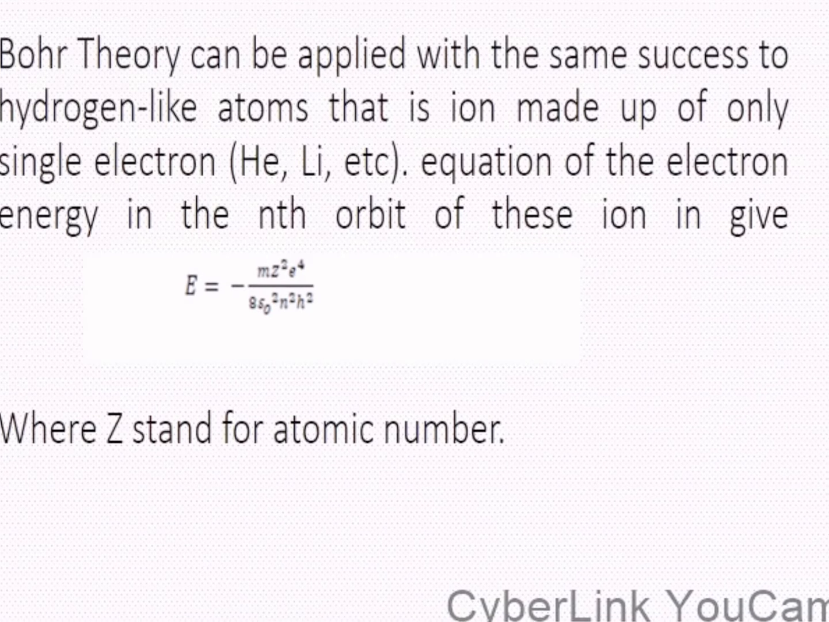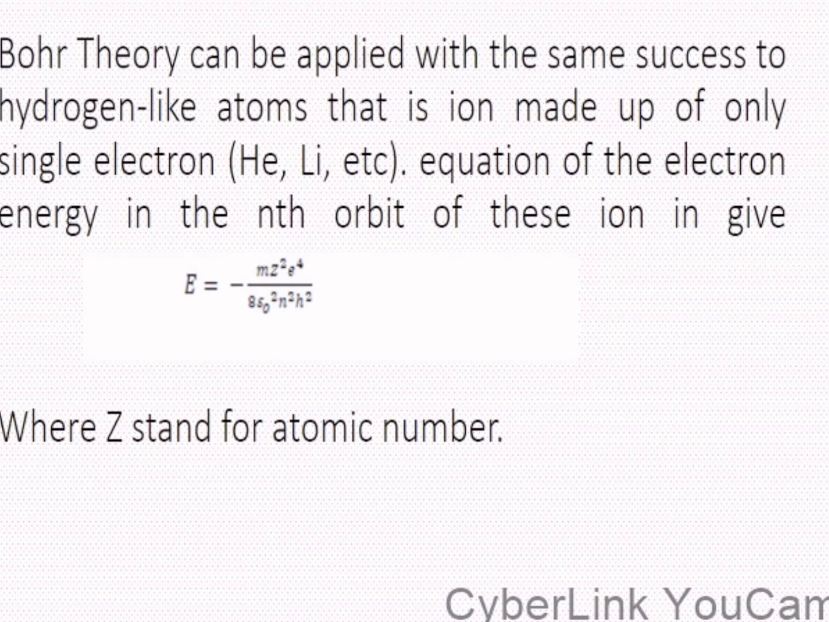Bohr theory can be applied with the same success to hydrogen-like atoms, that is, ions made up of only a single electron, like helium and lithium ions. The equation for the electron energy in the nth orbit of these ions is given by E equals minus 2π²mZ²e⁴ over n²h², where Z stands for the atomic number.